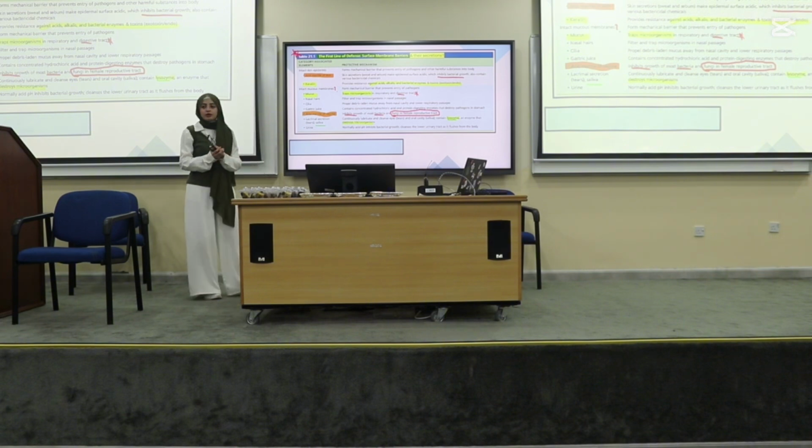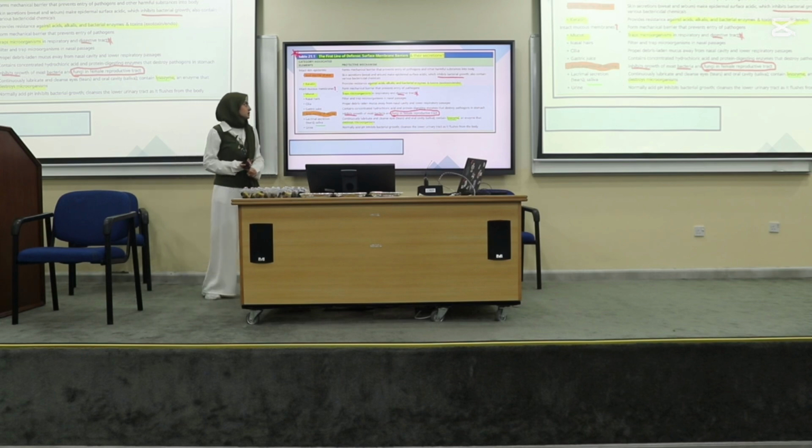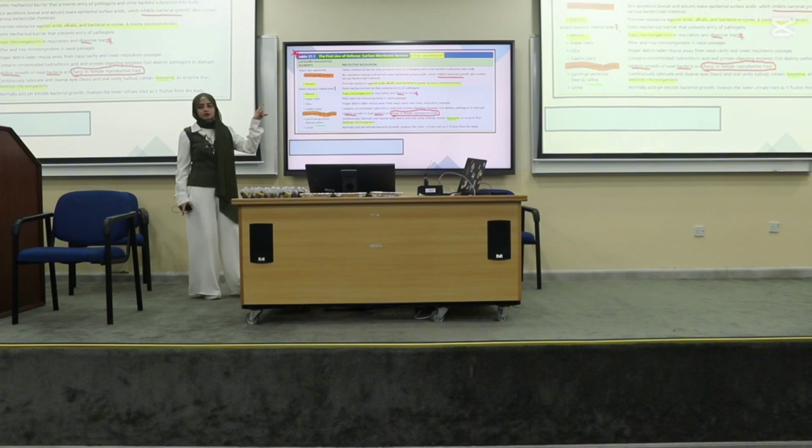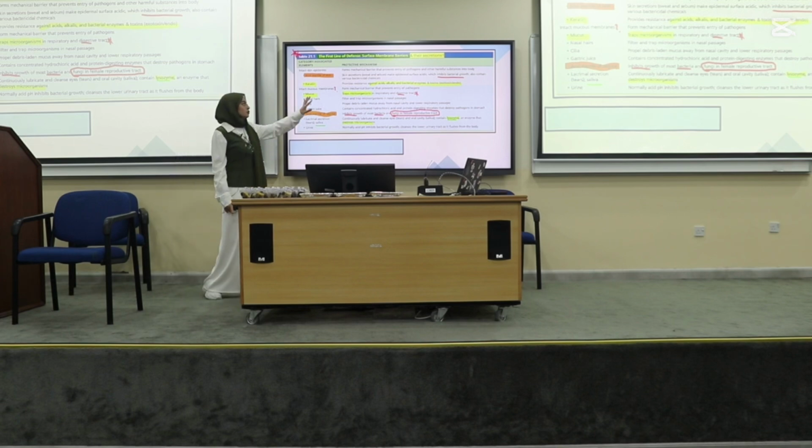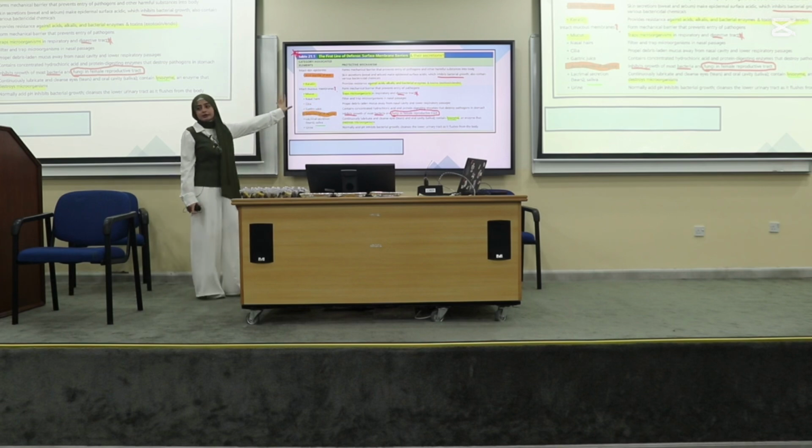Now keratin, it will provide resistance against acids, bases, bacterial enzymes, and also toxins. I remember they got a question related to exotoxins. So exotoxin is basically a bacterial toxin. You guys are going to take it later in year 1. But if they mention this, immediately remember keratin.